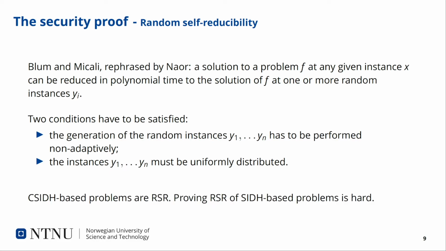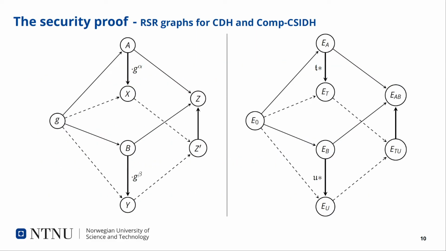Now, as we said, CSIDH problems are random self-reducible, and this is why we decided to go for the CSIDH scheme over the SIDH scheme, because random self-reducibility for SIDH-based problems seems to be much harder to prove. In this slide, you can see side by side the random self-reducibility graphs for the computational Diffie-Hellman problem and the computational CSIDH problem. As you can see, they are perfectly analogous. The structure of the proof is the same. Of course, the operations are different, but the structure of the proof is exactly the same.